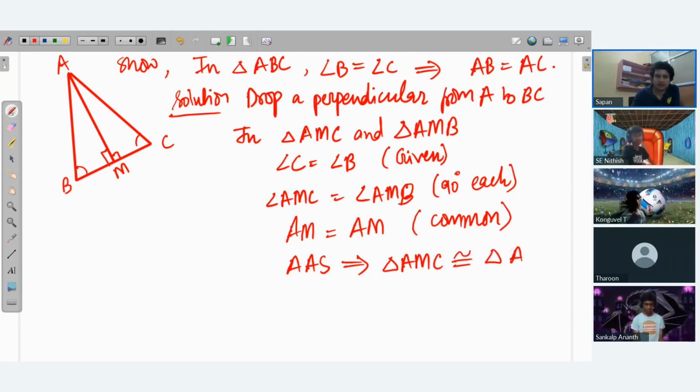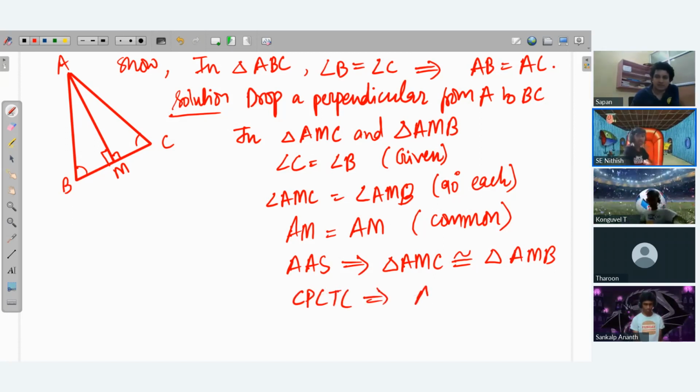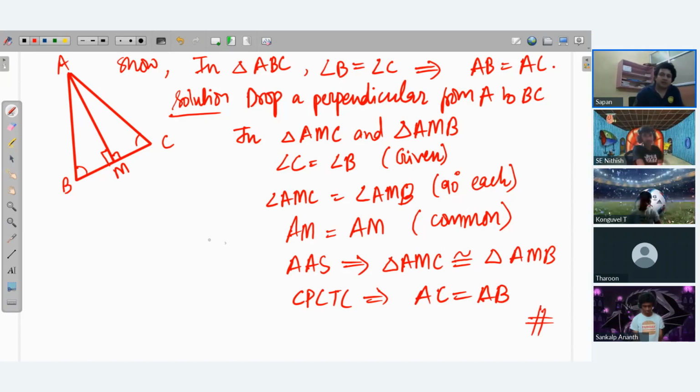Triangle AMC is congruent to triangle AMB, and by CPCTC, AB is equal to AC. So now coming to your question, Sankan.